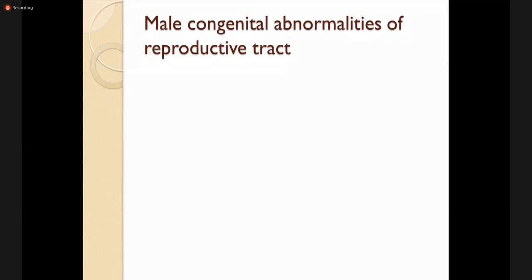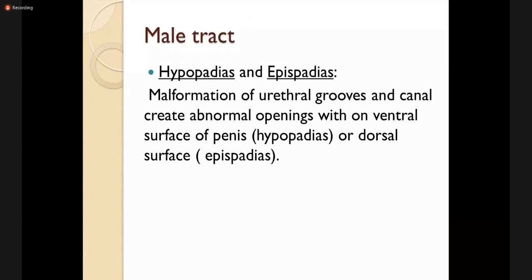Now coming to the male congenital abnormalities of the reproductive tract. The first is hypospadias and epispadias. These abnormalities are classified based on the location of the abnormal openings. If it is on the ventral surface, it is called hypospadias, and on the dorsal surface, epispadias. So based on location, the name is different.